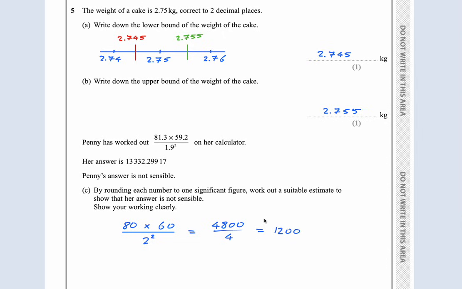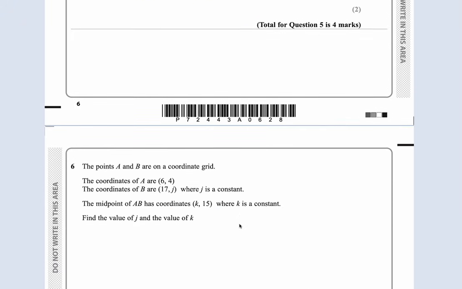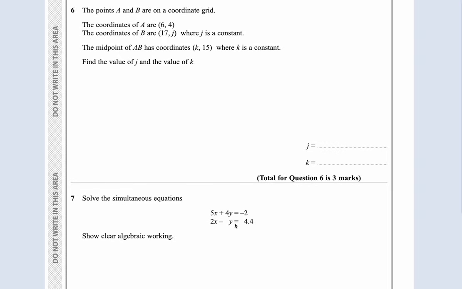48 divided by 4 is 12. So clearly her answer is not sensible because our answer is 1,200. So that's all you have to do. Okay, that's question 5. Question 6.